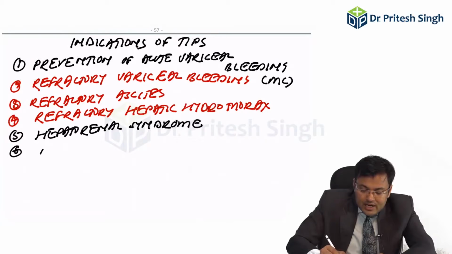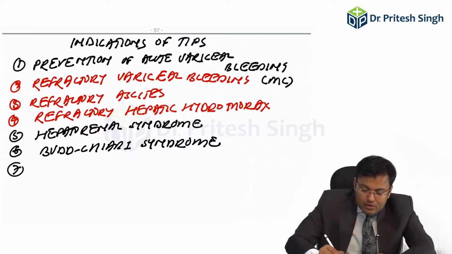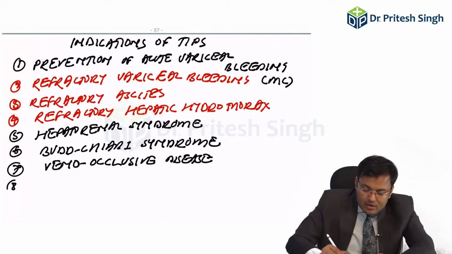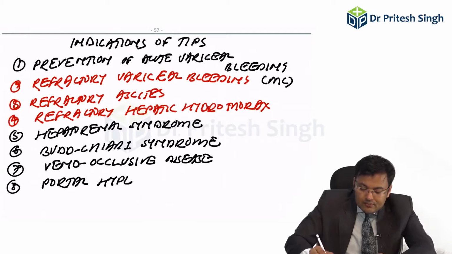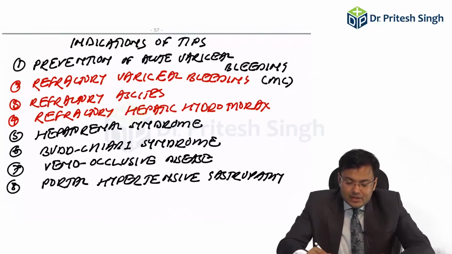Sixth, Budd-Chiari syndrome. Seventh, veno-occlusive disease. And eighth, portal hypertensive gastropathy. These are indications of TIPS.